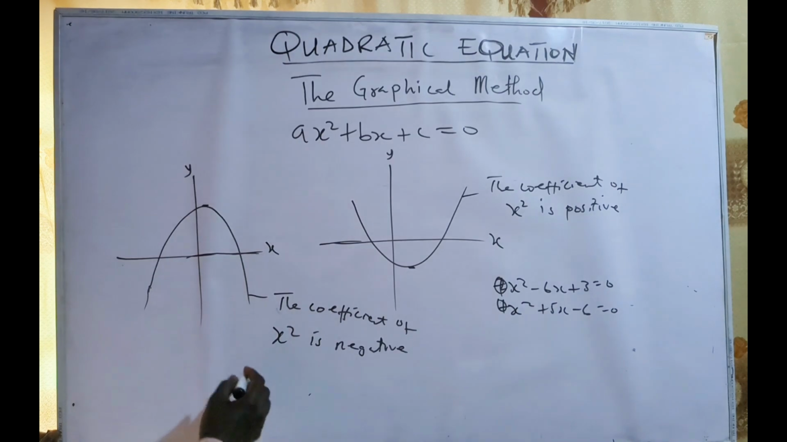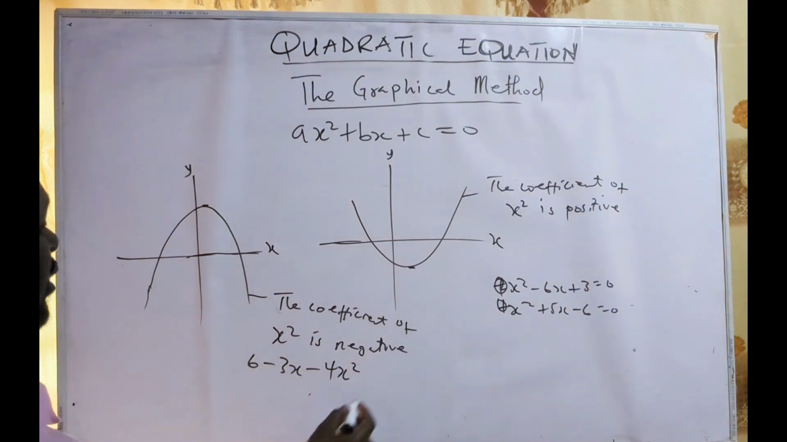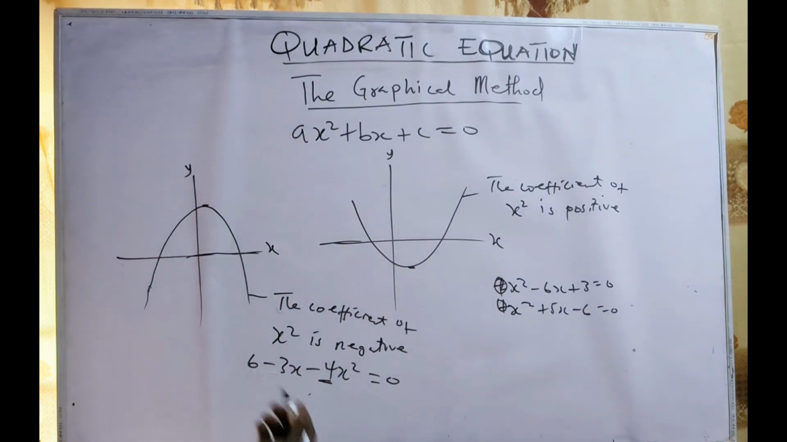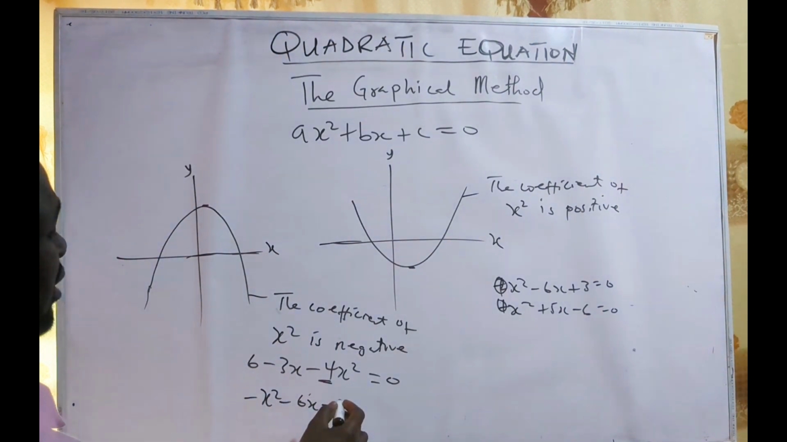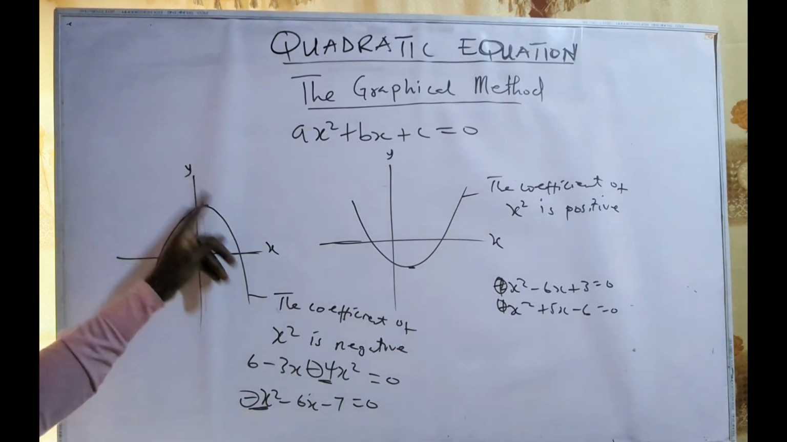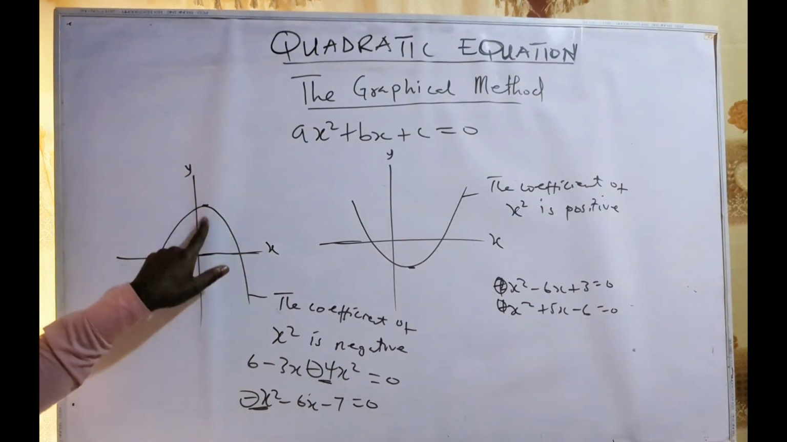Where we may have, let's say, 6 minus 3x minus 4x squared equal to 0. You see that the coefficient of the x squared is negative. You can even write it like minus x squared plus 6x minus, let's say, 7. You see, the coefficient of the x squared is negative. So anytime the coefficient of the x squared is negative, then we are going to get what? A maximum curve, where we have a maximum value of the y.